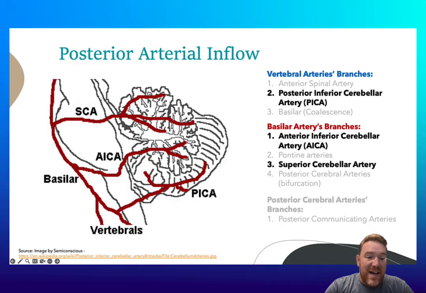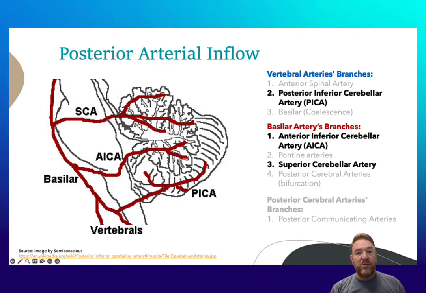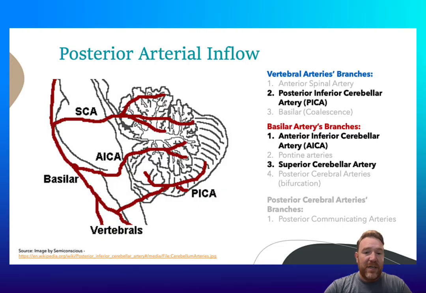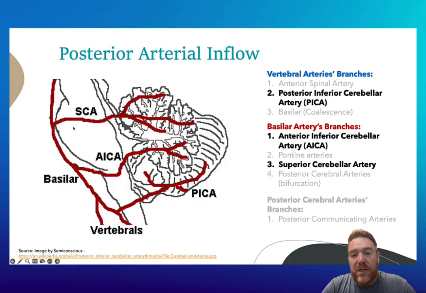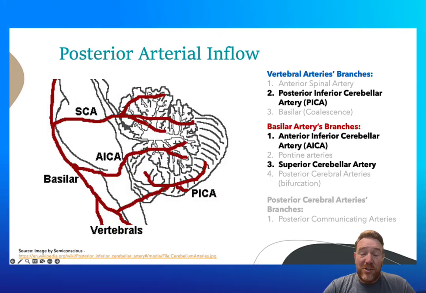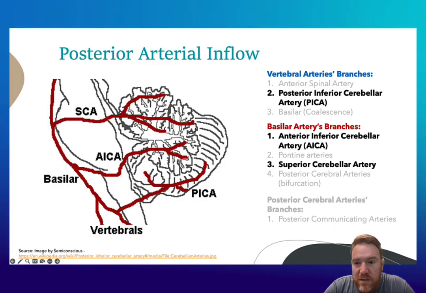As well as that, the ICA is going to produce an inner ear artery too. So that's going to go through the internal acoustic meatus into the inner ear structures for the labyrinth and the cochlea. And then finally we have the superior cerebellar artery, and this is going to do the superior cerebellum and anastomoses here with the AICA, right?